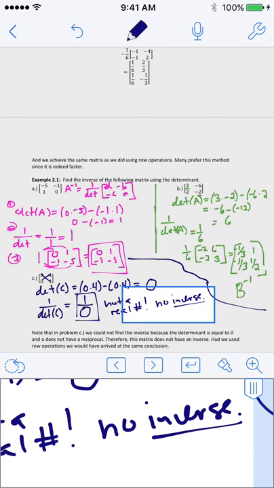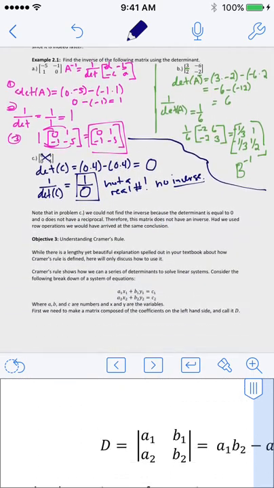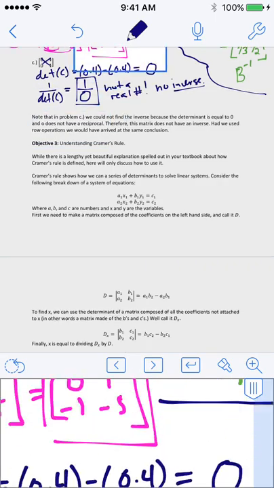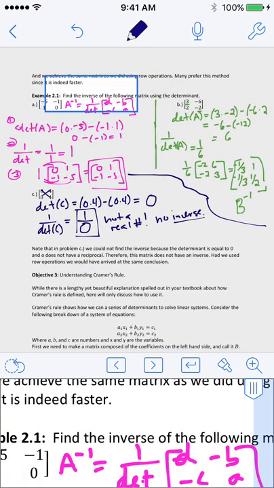If you have any questions about this, being able to find an inverse using a determinant, go ahead and pause the video now and ask any questions you may have.